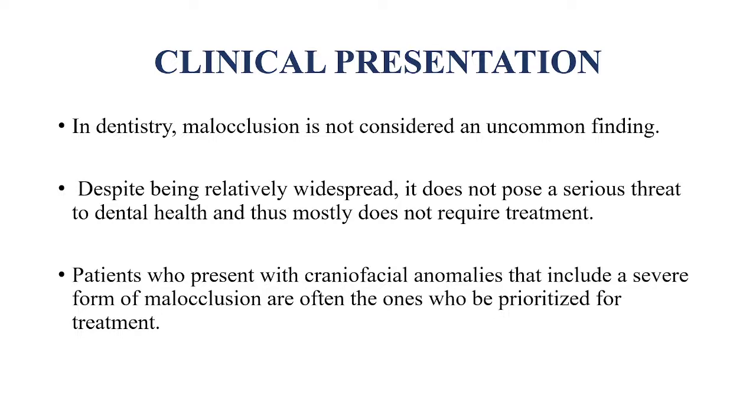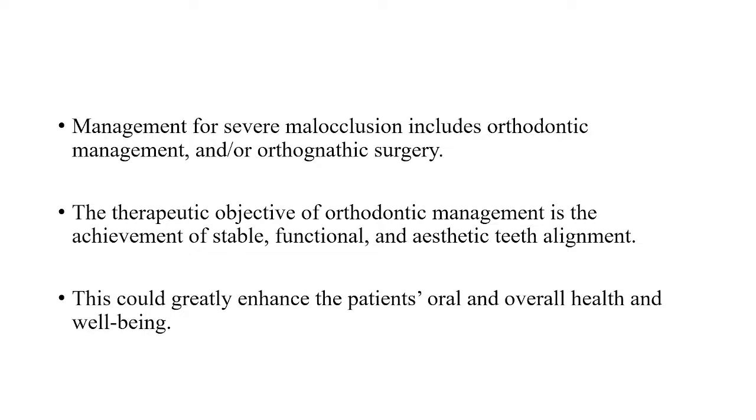In dentistry, malocclusion is not considered an uncommon finding. Despite being relatively widespread, it does not pose a serious threat to dental health and thus mostly does not require treatment. Patients who present with craniofacial anomalies that include a severe form of malocclusion are often the ones who will be given priority. Management of severe malocclusion includes orthodontic management and or orthognathic surgeries. Orthognathic surgery basically means if you have a bigger jaw, then a part of the jaw can be removed and it can be retracted back. Or if your jaw is behind, we can push it forwards. The therapeutic objective of orthodontic management is achievement of a stable, functional, and aesthetic teeth alignment. This could greatly enhance the patient's oral and overall health and well-being.